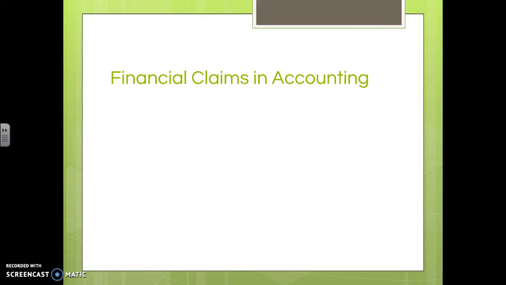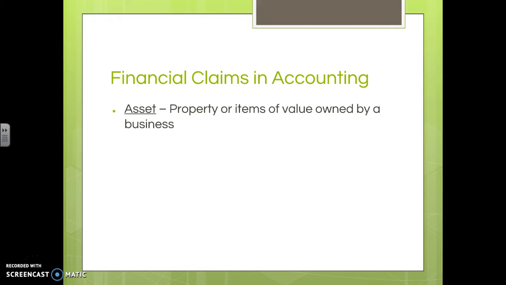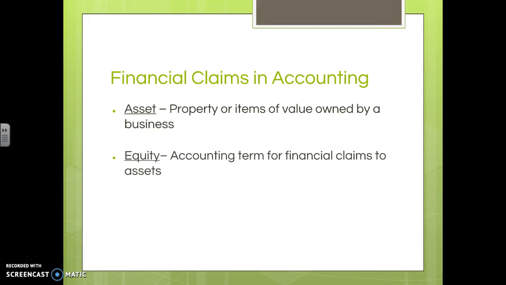Now, financial claims and how they relate to accounting. What you need to know is assets, which is an account classification, which we'll get into a little bit later, are property or items of value owned by a business. Equity is an accounting term for financial claims to assets. Usually they are by the owner. Owner equity is another account classification that we will be discussing later.